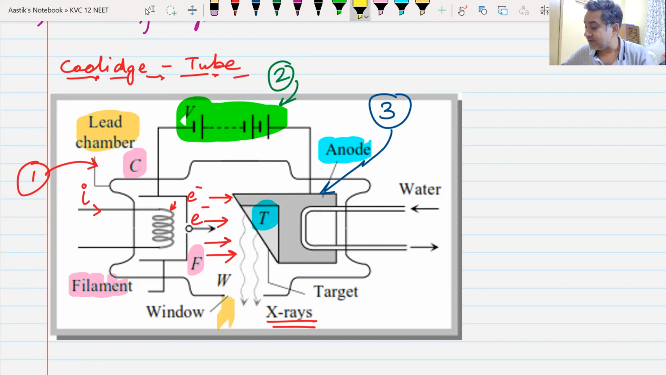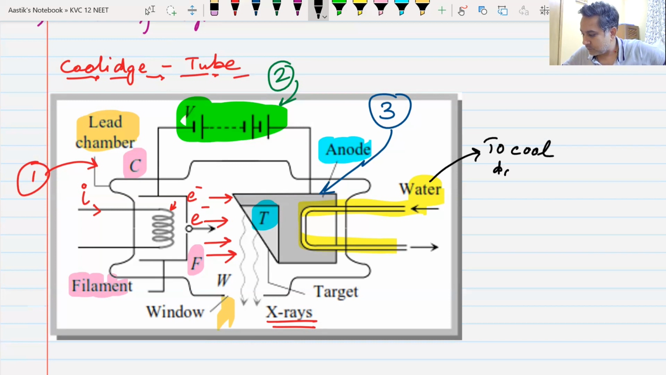The fifth one here is this water. Why is this water here? Anyone? I can see students drinking water, but why is this water here? Control the electron. To control? It is to cool down this target. To cool down the target.